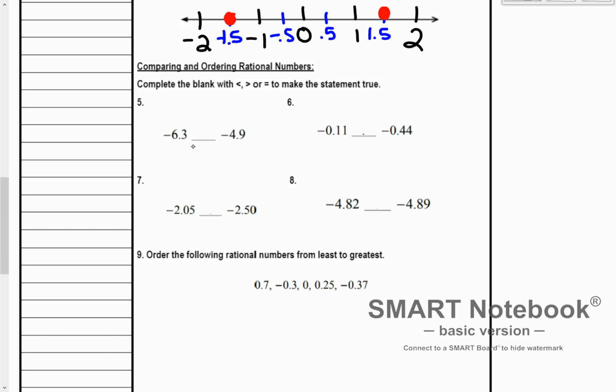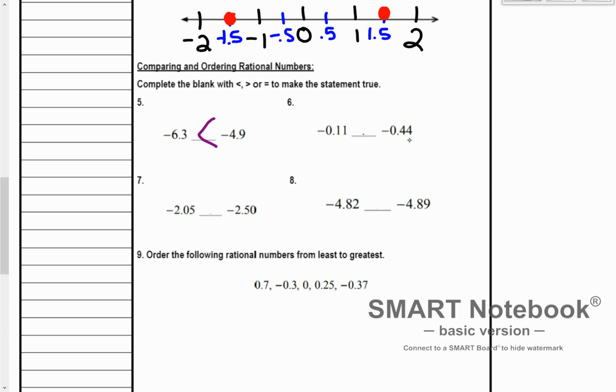Okay. I also like to do a little trick of whatever one's larger when it's positive is smaller when it's negative. So if this was a 6.3 and a 4.9 positive, it would open up towards the 6.3. So since they are both negative, it opens up towards the 4.9. Negative 4.9 is less negative than negative 6.3, so it is larger.